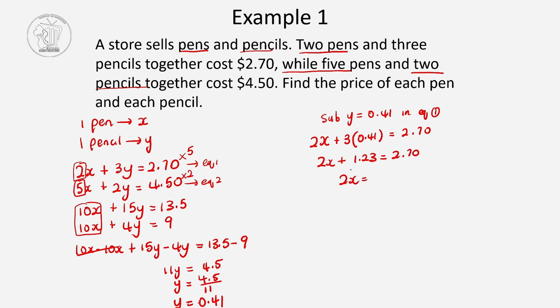So 2x will be equal to, so this is adding, and taking it over we subtract, we'll have 2.70 subtract 1.23, which will give us 2x is equal to 1.47.